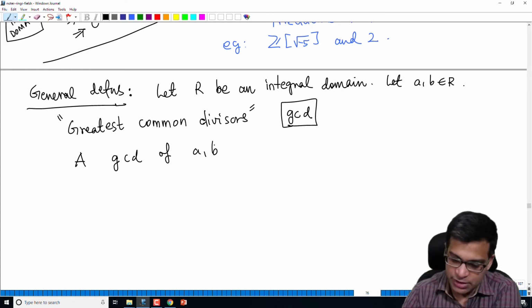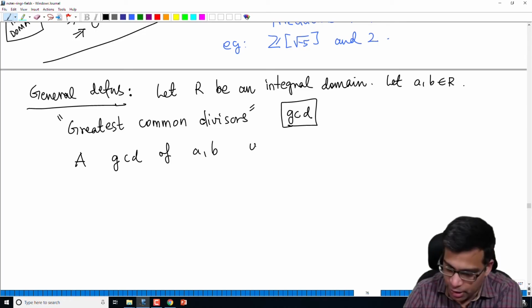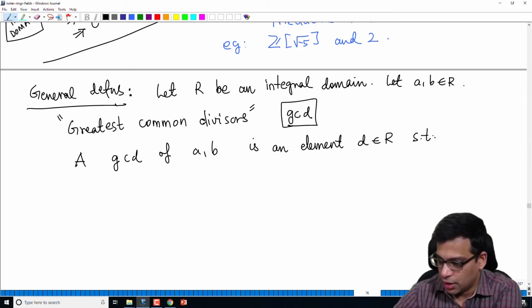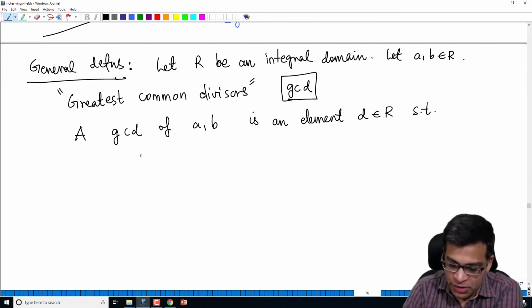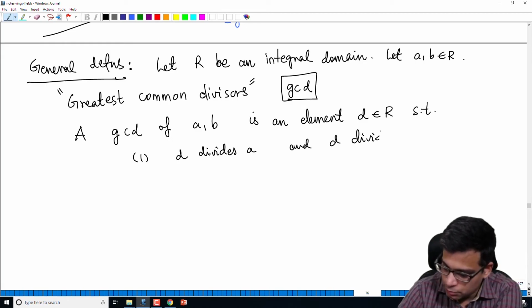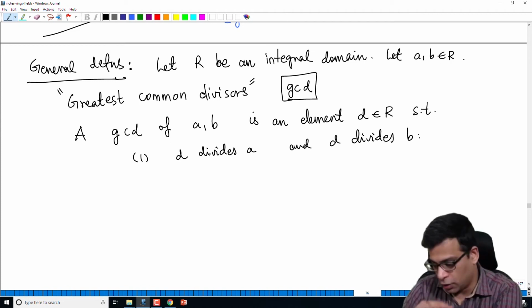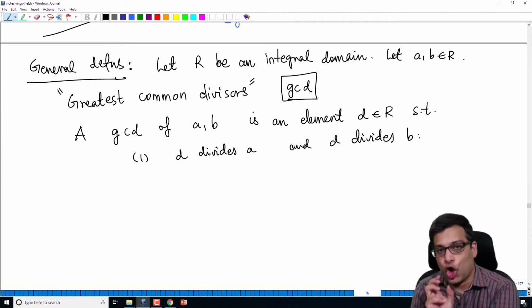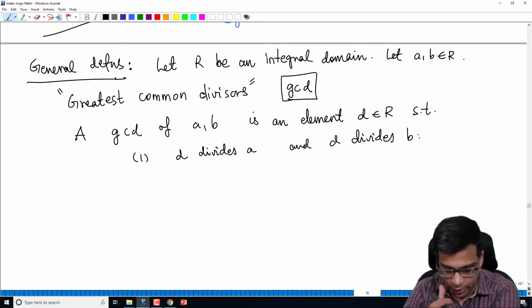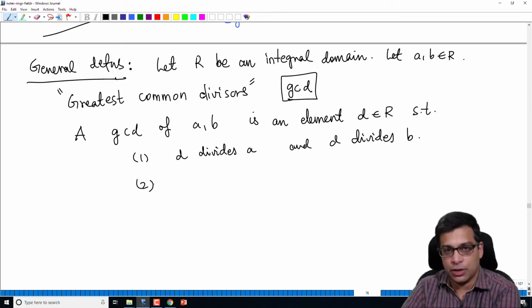So I want to define a GCD of A and B as an element D in R that has two properties. First of all, just like in the integer case, I want D to divide A and D to divide B. It's a common divisor. This is the common divisor part. It divides A and it divides B, but it is the greatest common divisor.